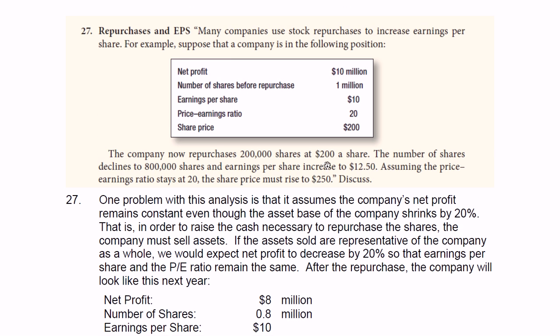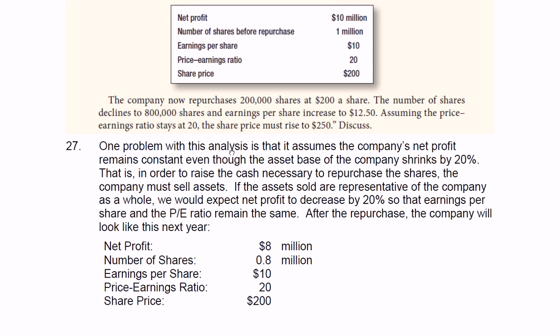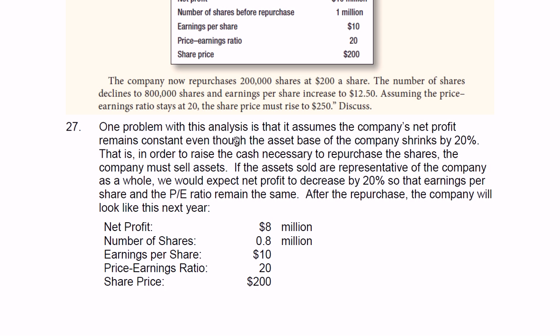Discuss. This is not the right calculation. You cannot simply increase your earnings per share by repurchasing the stocks, because you have to spend money to repurchase the stocks. So one problem with this analysis is that it assumes the company's net profit remains constant even though the asset base of the company shrinks by 20%. That is, in order to raise the cash necessary to repurchase the shares, the company must sell assets.